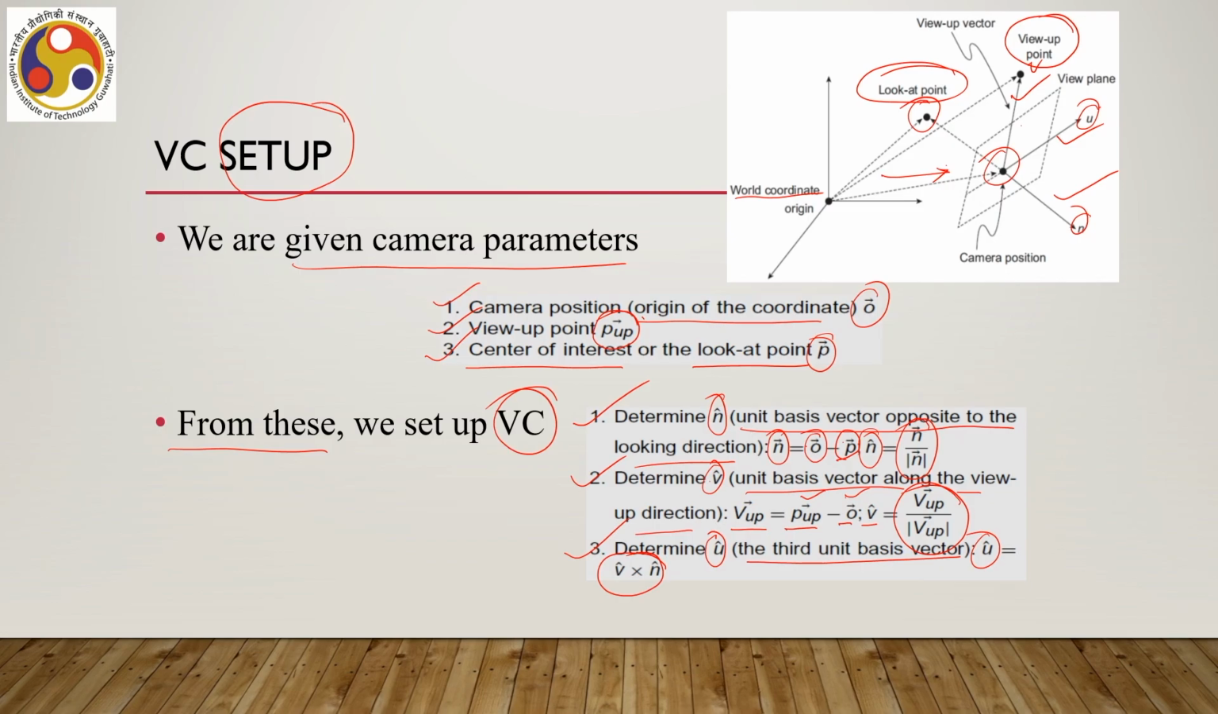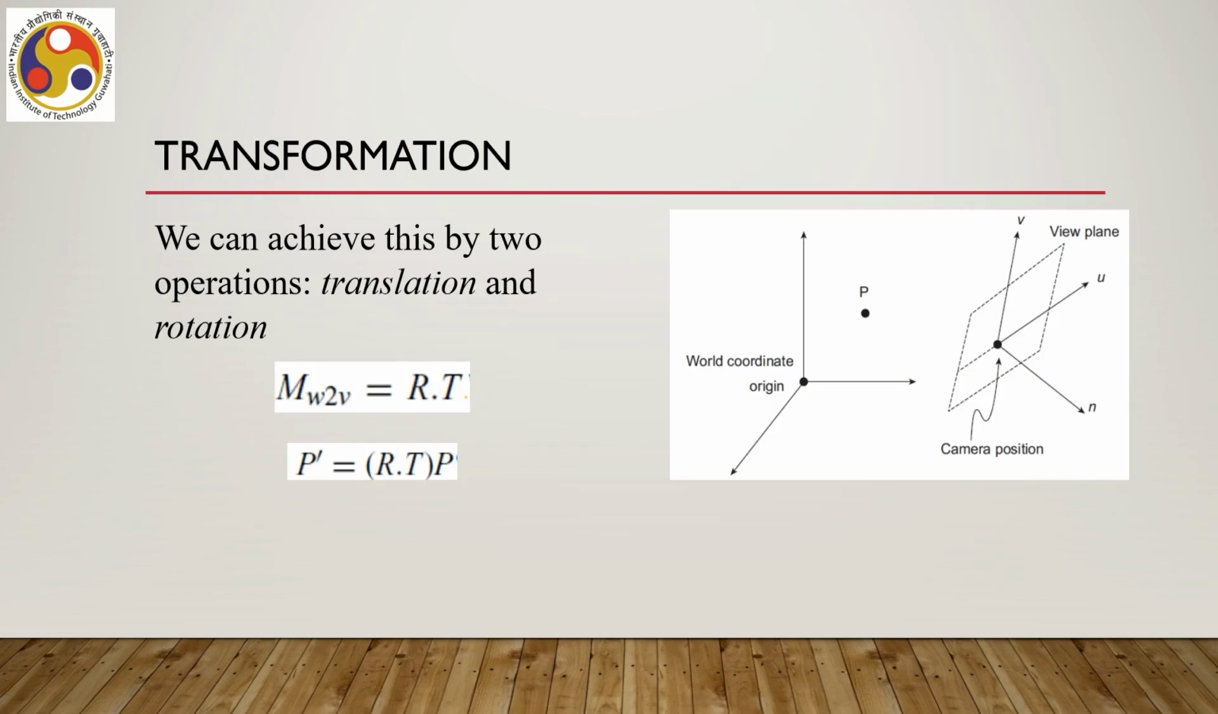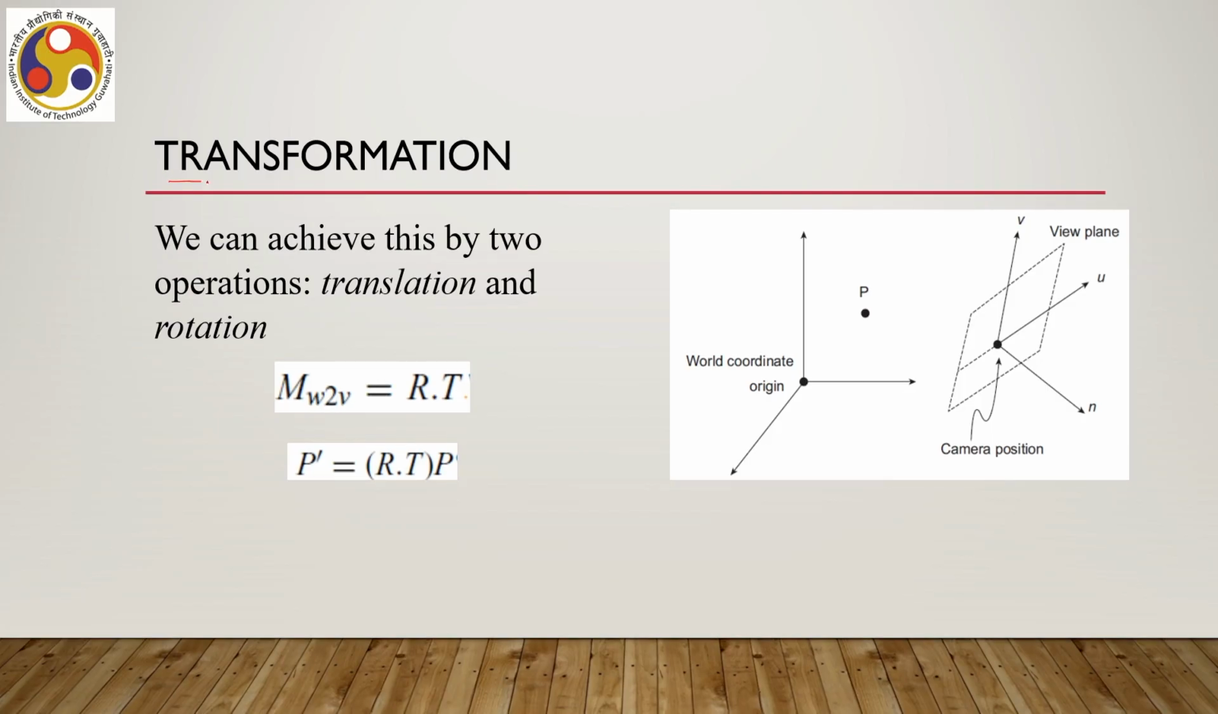So, that is how we can determine the three mutually orthogonal axes, and these three axes together define the view coordinate system. Now, once we have the view coordinate system, that is the three axes, we can transform the world coordinate description to the view coordinate description by two basic transformation operations, that is translation and rotation.